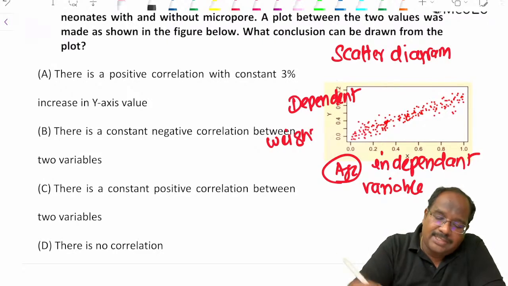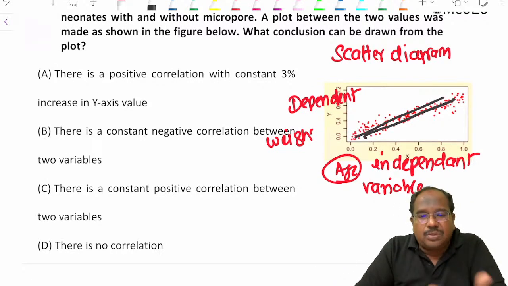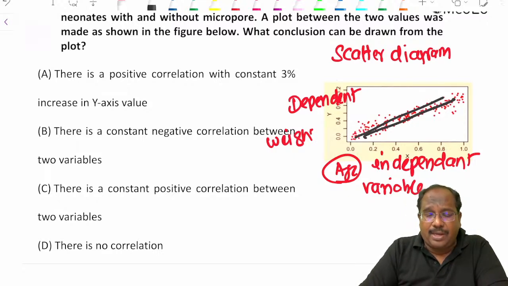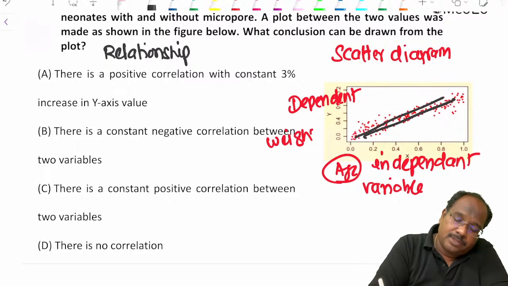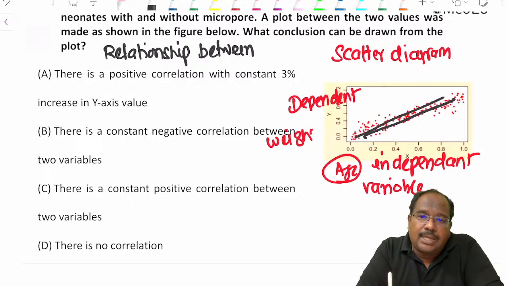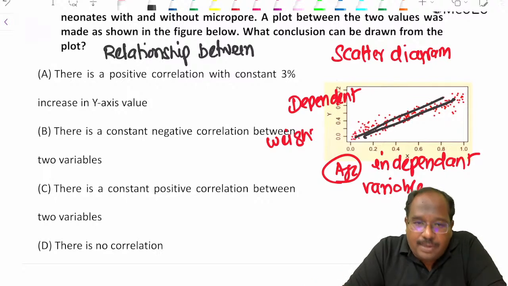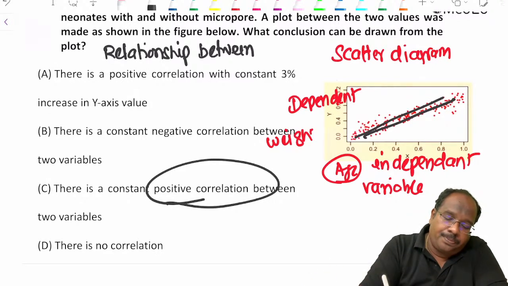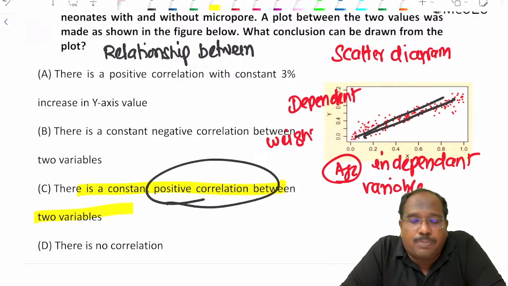So what does this show? As the age increases, the body weight also increases. So what does this scatter diagram or correlation talk about? It talks about the strength of the relationship between two variables. As the independent variable increases, the dependent variable also increases. If one variable increases and the other variable increases, this is positive correlation.